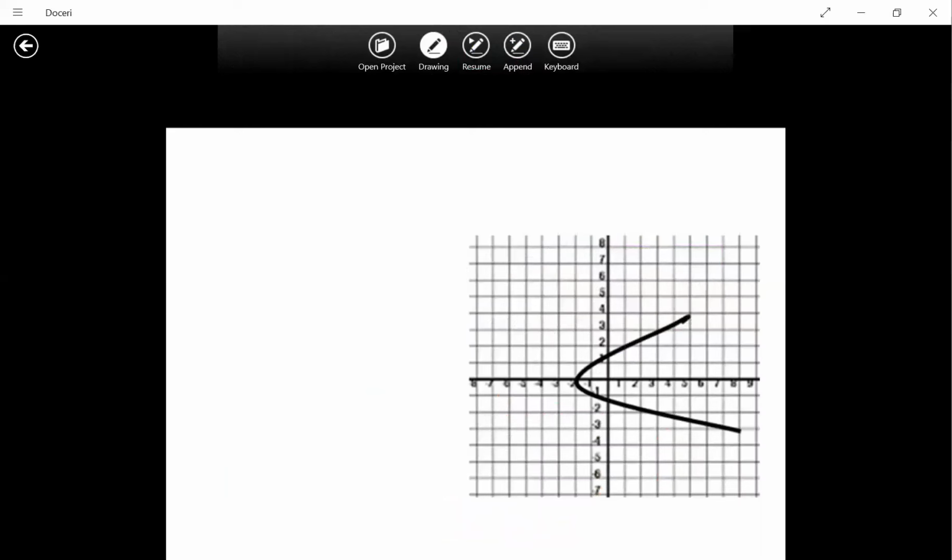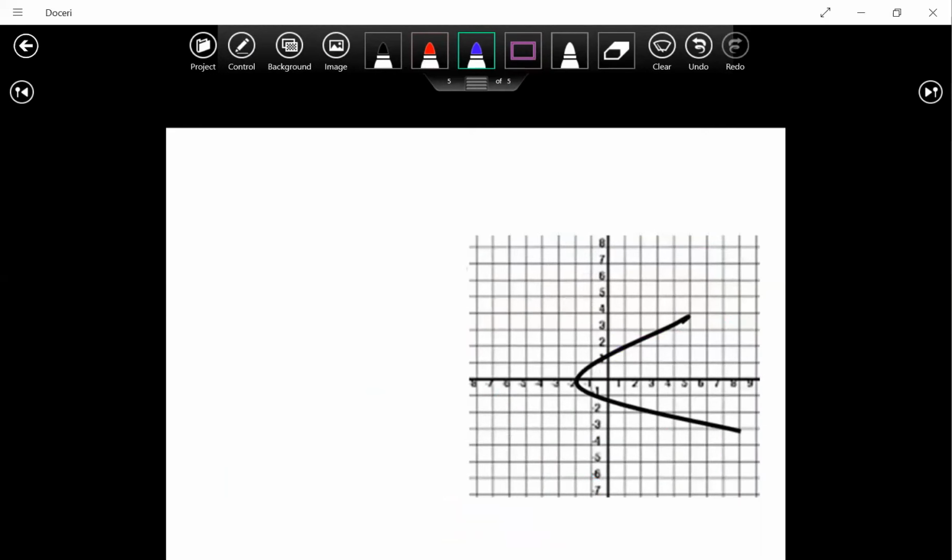Okay, looking at this one, we just have 2 more. We have this one and another practice problem. We're going to go ahead and box it up. Let's try it out. Box. Okay.